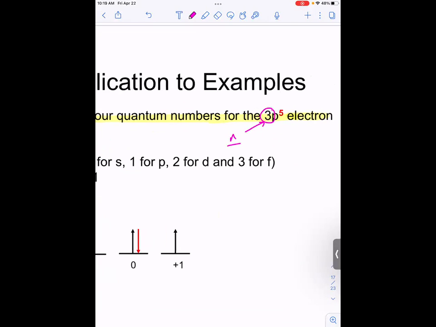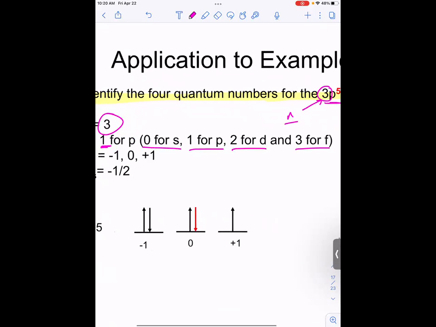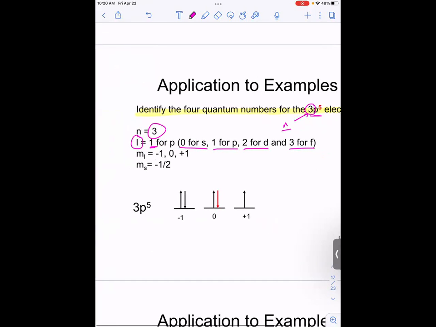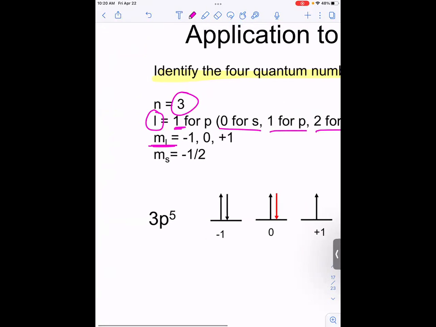Right. And then it says a 3p. So L is going to be 1, right? Because L is 0 for S, 1 for P, 2 for D, and 3 for F. And then once we know L, we can determine M sub L, which is again that angular quantum number. And that's -L to +L. So if L is 1, then M sub L is -1, 0, and +1.